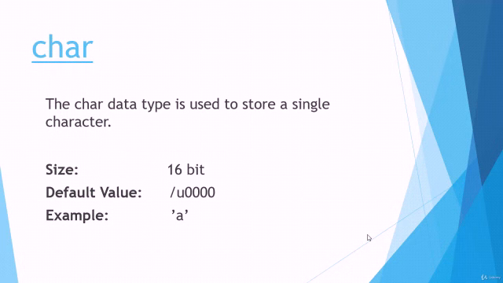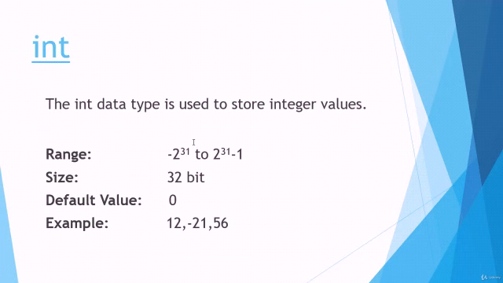Character. The character data type is used to store a single character. The size of the character data type is 16-bit, and by default it has this value. This is basically Unicode. For example, you can see A is a single character, so the character data type stores only one single character.